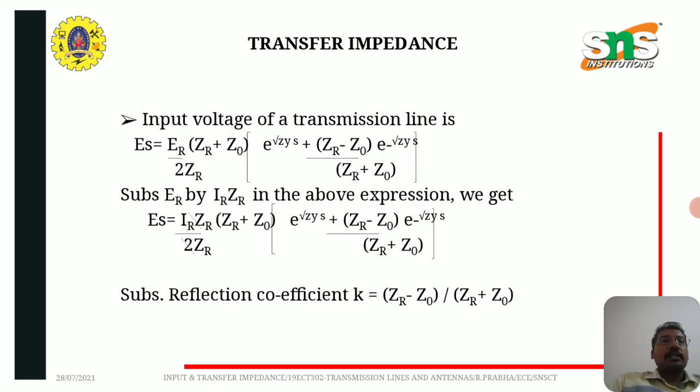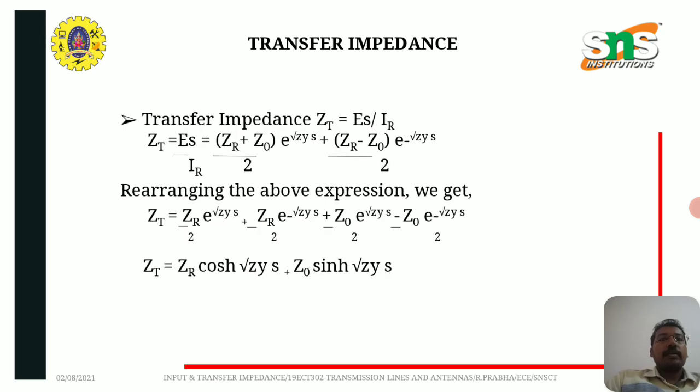Transfer impedance. Input voltage of a transmission line is Es. By substituting the values, we get Zt equal to Zr cosh square root of ZY s plus Z0 sinh of ZY s.